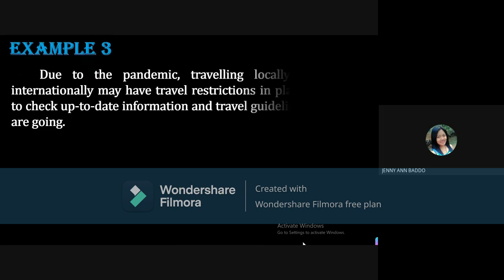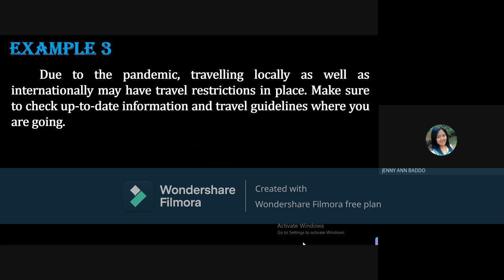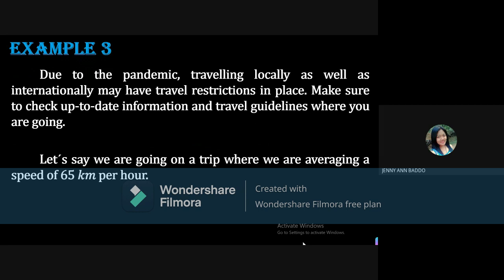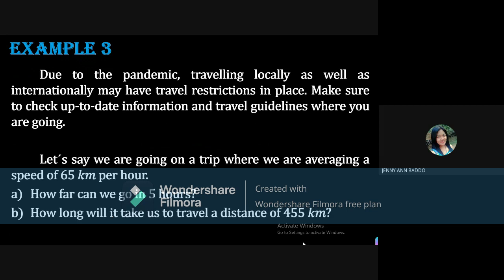Next question. Due to the pandemic, traveling locally as well as internationally may have travel restrictions in place. Make sure to check up-to-date information and travel guidelines where you are going. Let's say we are going on a trip where we are averaging a speed of 65 kilometers per hour. How far can we go in 5 hours? How long will it take us to travel a distance of 455 kilometers?